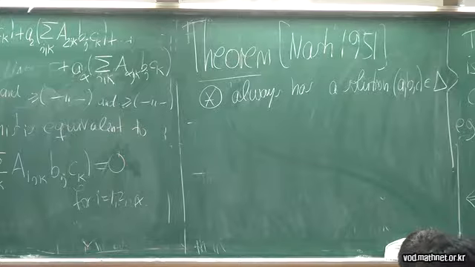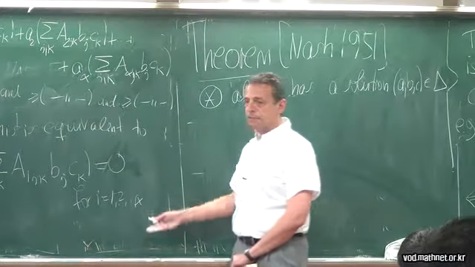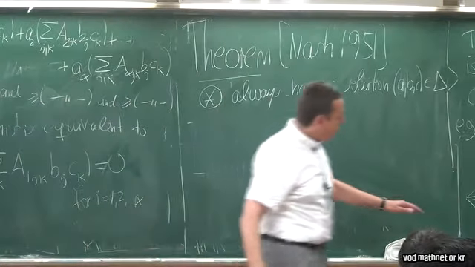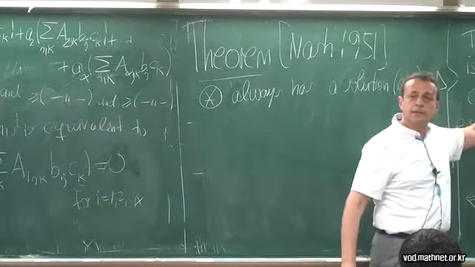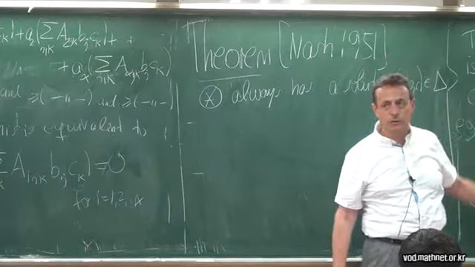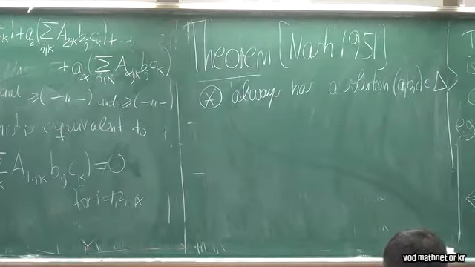One point A, B, C in the compact polytope delta will satisfy all of these things. And since this was an if and only if, and this was an if and only if, and this was an if and only if, that's saying there's a Nash equilibrium. So every game in normal form has at least one Nash equilibrium. Okay. So that's the theorem.